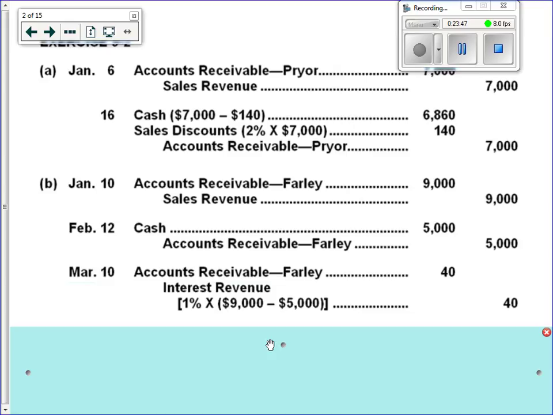Or did he do a store credit card? Store credit card? Okay. I can tell because now all of a sudden we have interest revenue in there. So we only charge 1% on balances. So the reason it's only $40 is because the difference of $4,000 times 1%. Why is it not sales revenue? Why is it interest revenue?